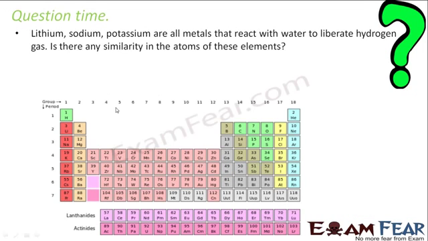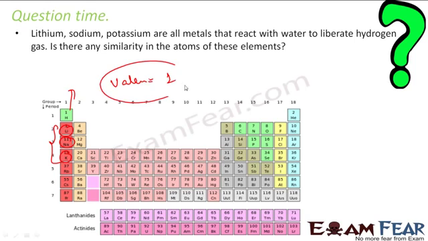Lithium, sodium, potassium are all metals. They react to liberate hydrogen. Is there any similarity in these elements? Let's see. Lithium, sodium, potassium. Yes, they have a similarity, right? They are group 1 elements and they have one valence electron. So that is the similarity, right?